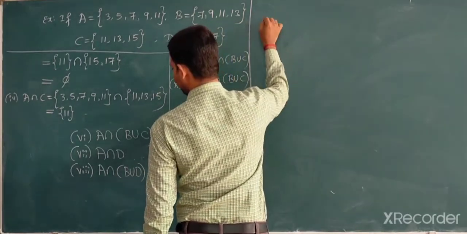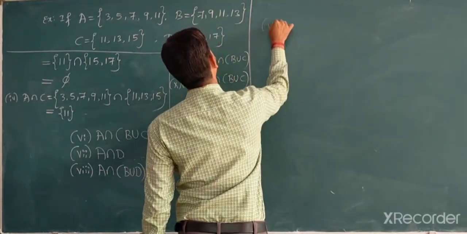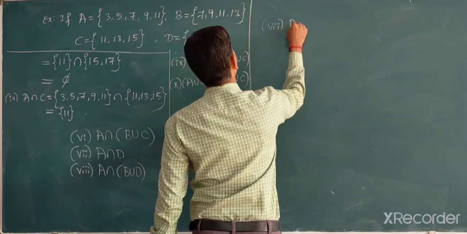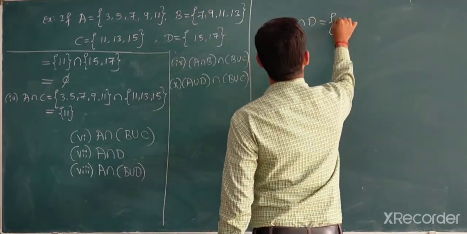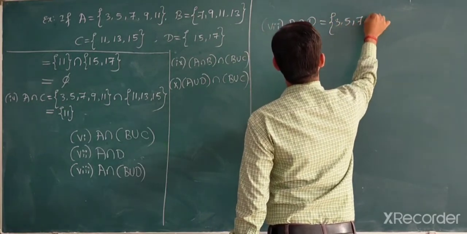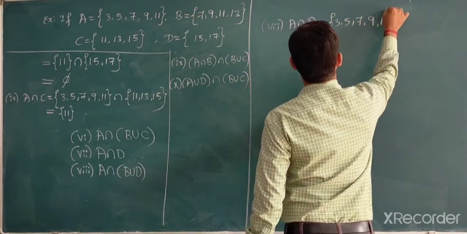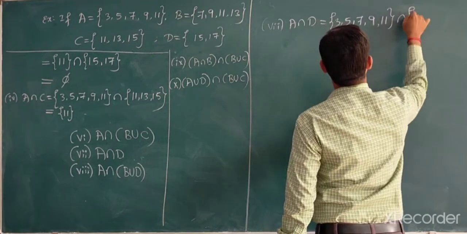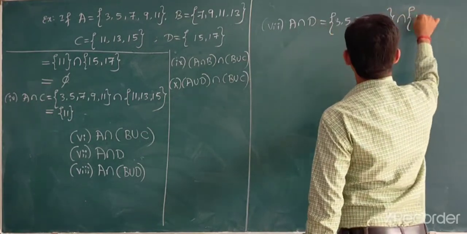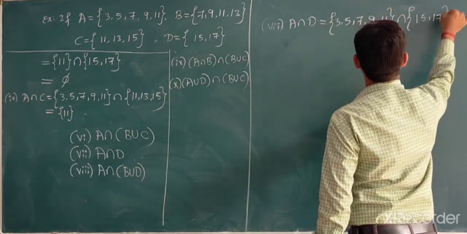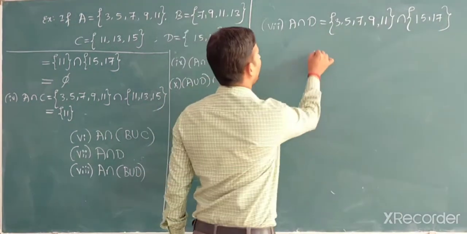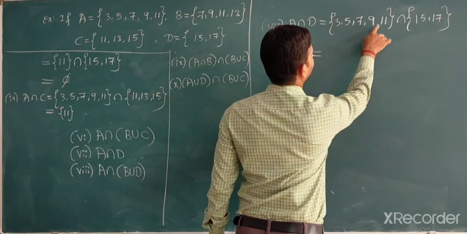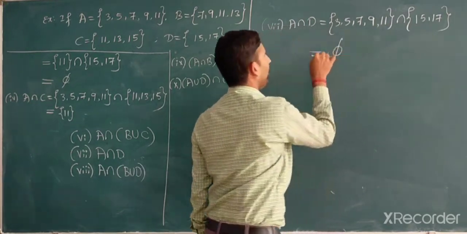I will write the seventh one's answer. Seventh one, that is A intersection D. What are the values of A? 3, 5, 7, 9, 11. A intersection. What are the values of D? D is nothing but 15, 17. After that, what are the common values? Between 3, 5, 7, 9, 11 and 15, 17, the result is nothing but empty.